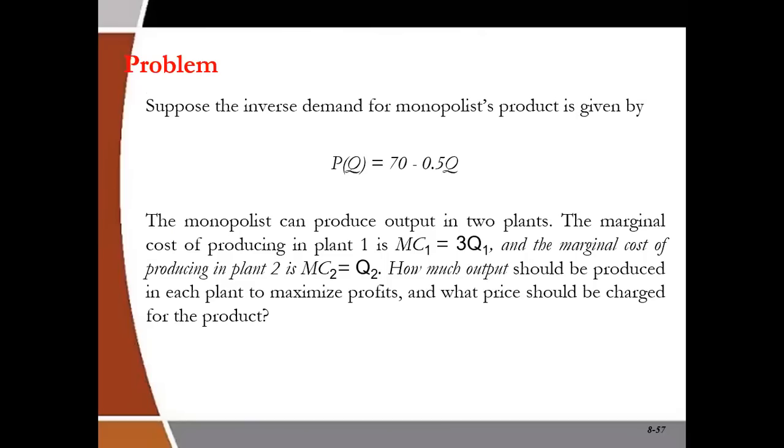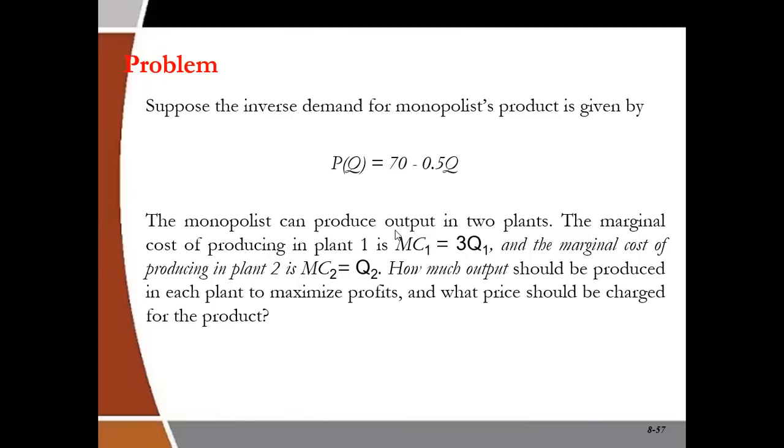Let's assume that price is equal to 70 minus 0.5Q. The marginal cost of plant 1 is 3Q1. The marginal cost of plant 2 is Q2. I just want you to understand this. You may not be examined on this, the multi-plant decisions of a monopolist. Now let's look at the profit maximizing situation.